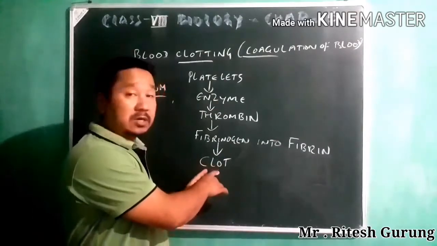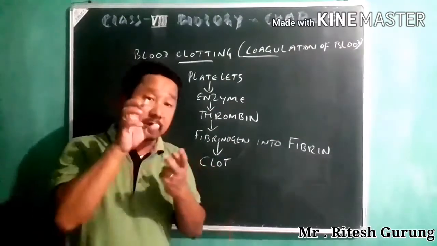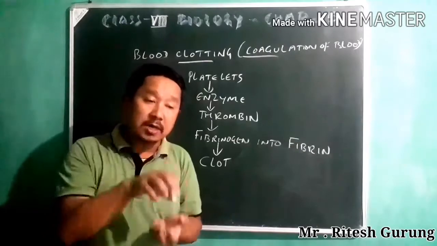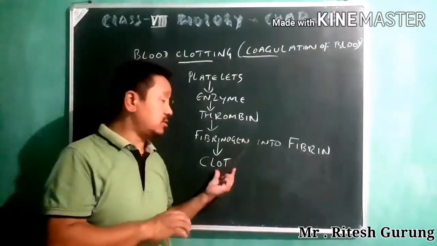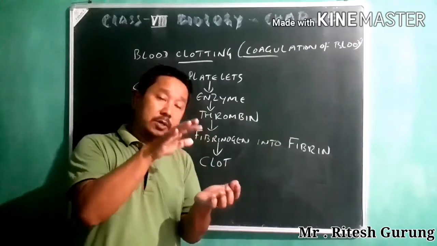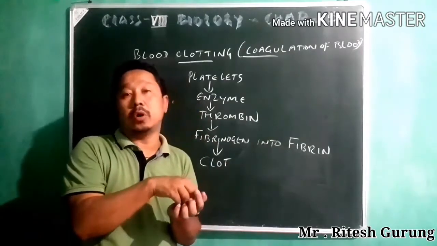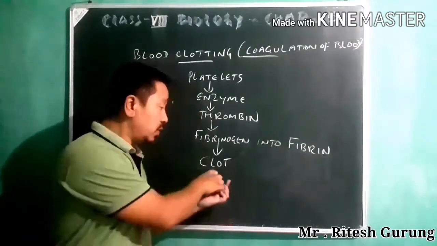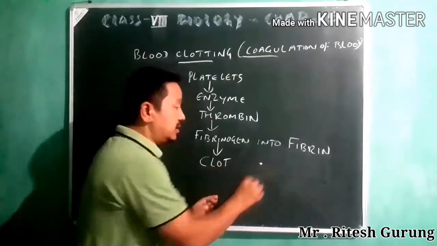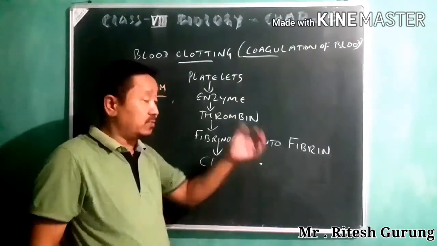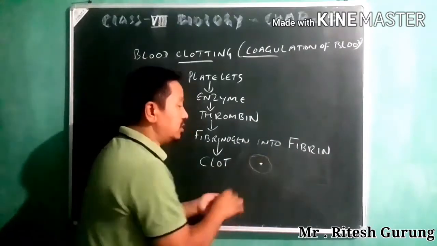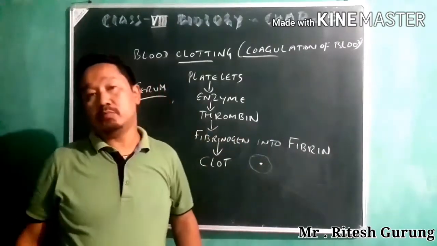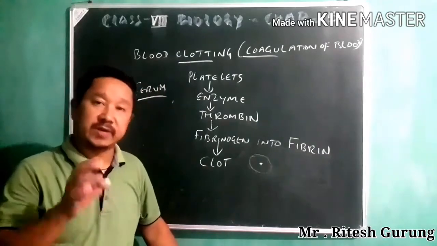That way the clot is formed there, and this clot blocks the flow of blood. That means this clot stops the flow of blood. Suppose there is an injured part from where the blood is flowing. When it is solidified there, it will block the flow of blood, which is very important.